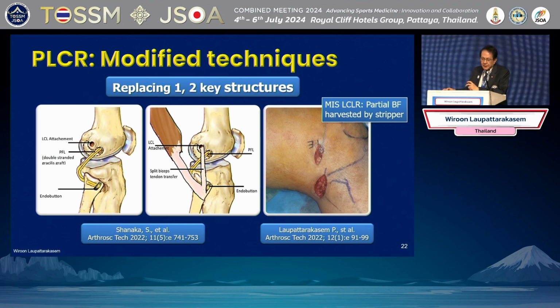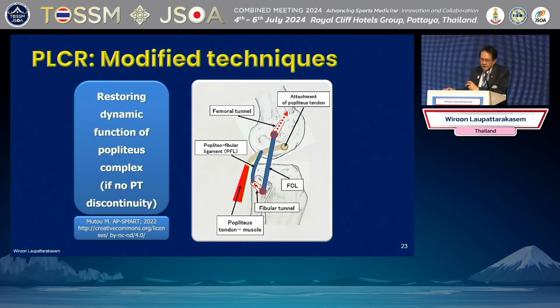lateral collateral ligament. And one other from Japan proposed that if the popliteus tendon and muscle are intact, when replacing the LCL, we have the tail attached to the popliteus tendon. It seems to be the most anatomical reconstruction.